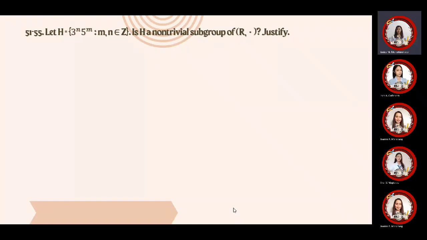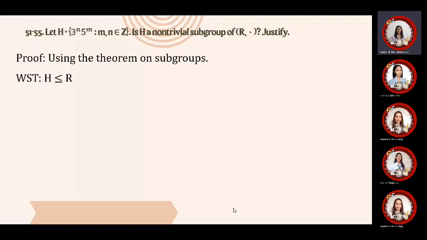Okay, next we have: let H equal the set of elements 3 raised to n, 5 raised to m, where m and n are elements of Z. And the question is, is H a non-trivial subgroup of R under multiplication? Justify. So by using the theorem of subgroups, we need to show that H is a subgroup of R.